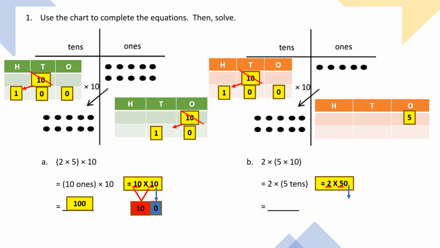So 2 times 5. Now, we just discussed that 2 times 5 is what? 10. That's right. All right. And for that 0 that's left there, we just bring it down and put it in the ones place. So that means that 2 times 50 is actually 100.